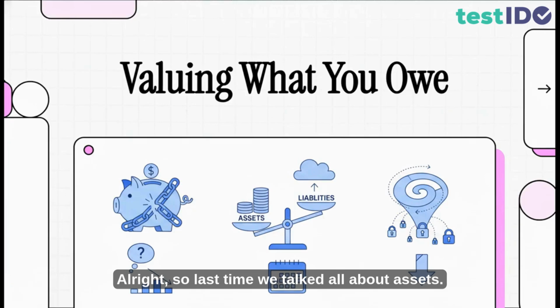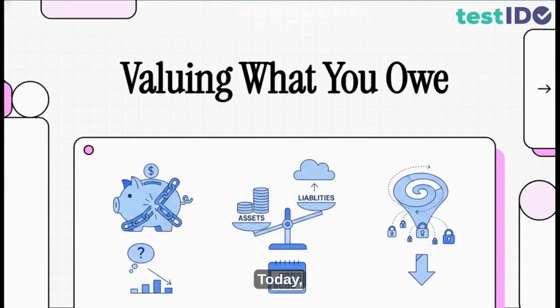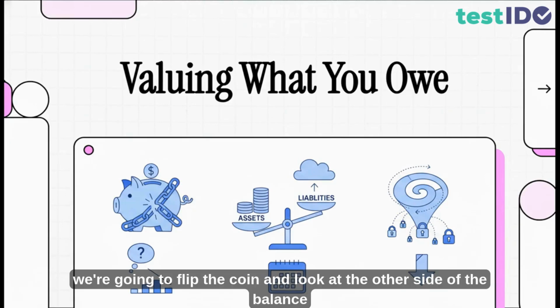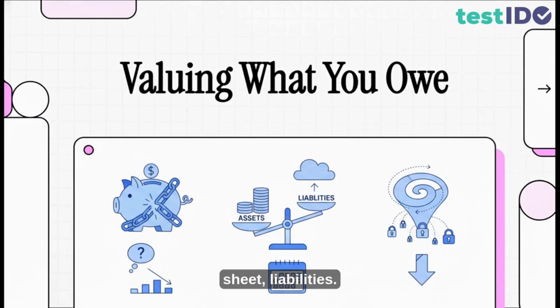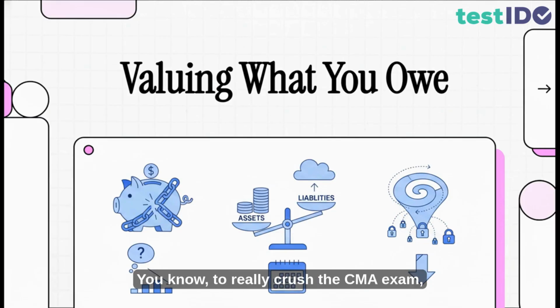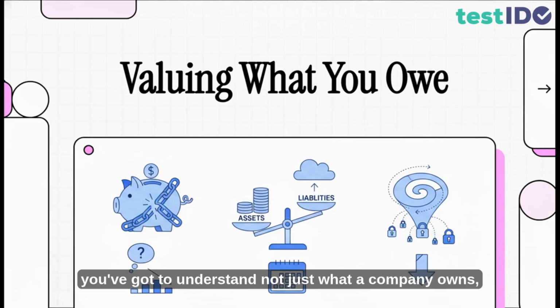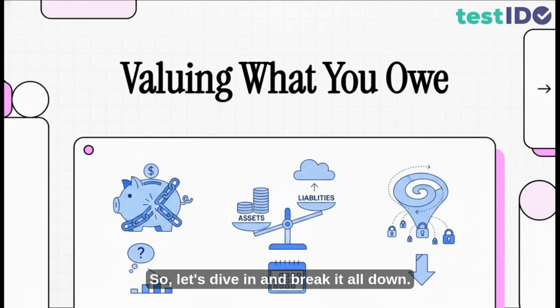All right, so last time we talked all about assets. Today, we're going to flip the coin and look at the other side of the balance sheet, liabilities. To really crush the CMA exam, you've got to understand not just what a company owns, but also how to put a precise value on what it owes. So let's dive in and break it all down.